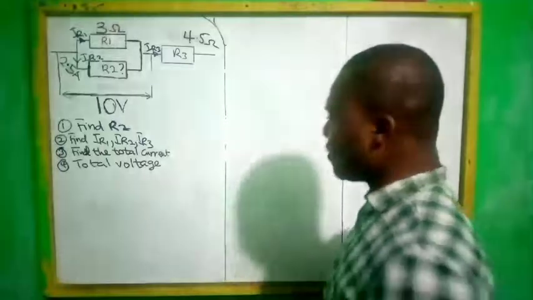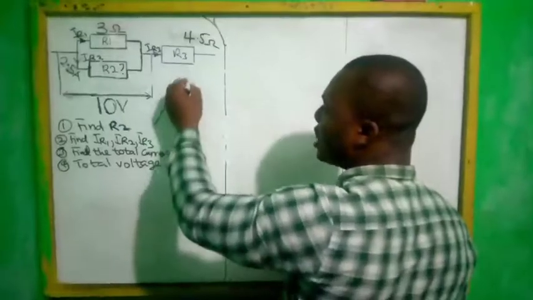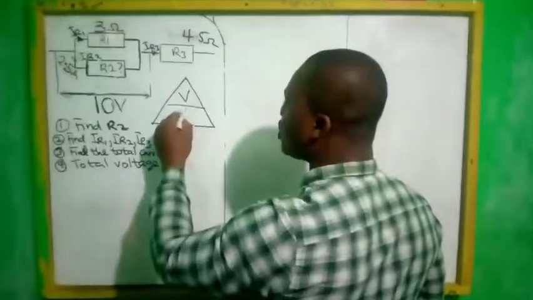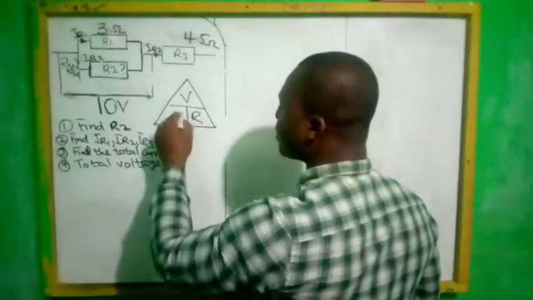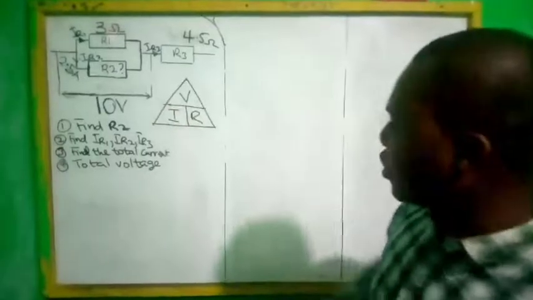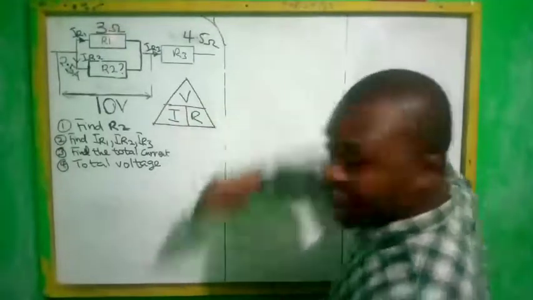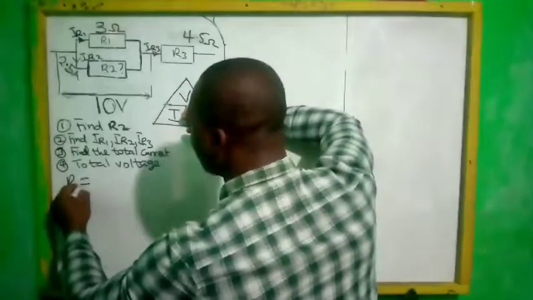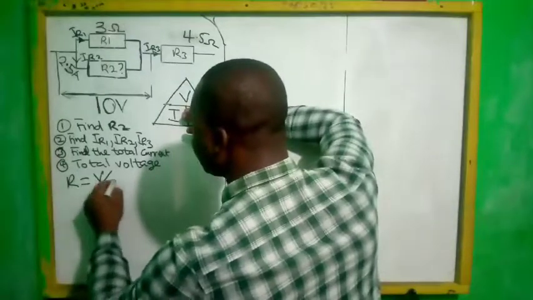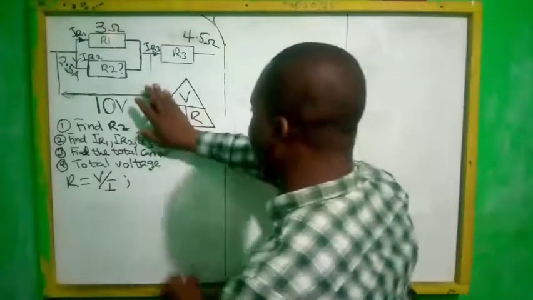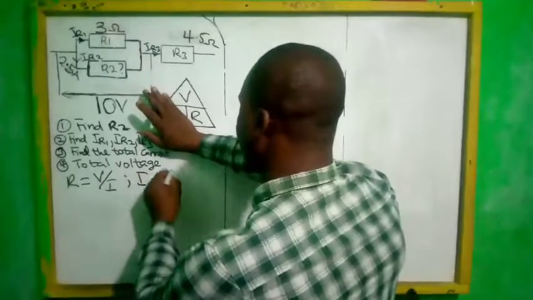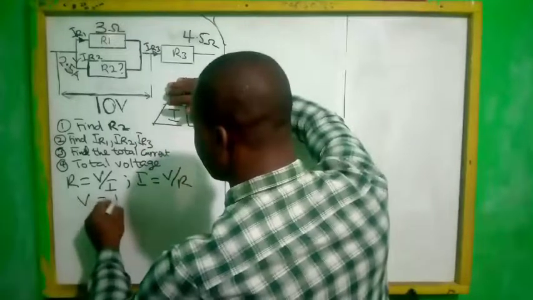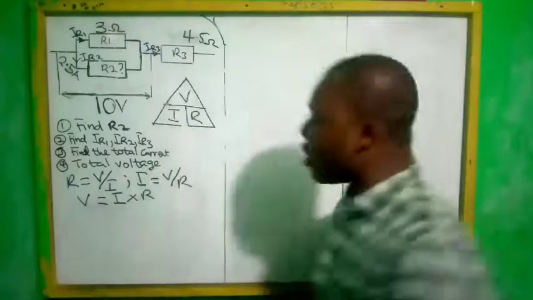So what do we do? Okay, let's put our Ohm's law triangle there so that we can derive our formula. We have V over I R. If we are looking for R, if you want to understand it simply, put your hand on R. R is equal to V over I. Then put your hand on I. So I is equal to V over R. Then put your hand on V. V is equal to I times R. Alright, so these are the formulas.